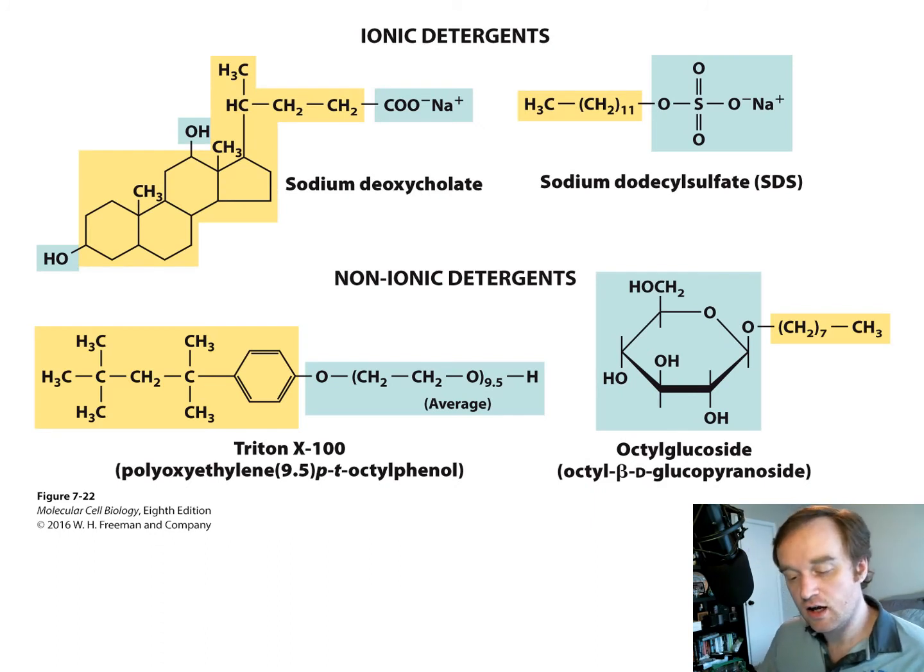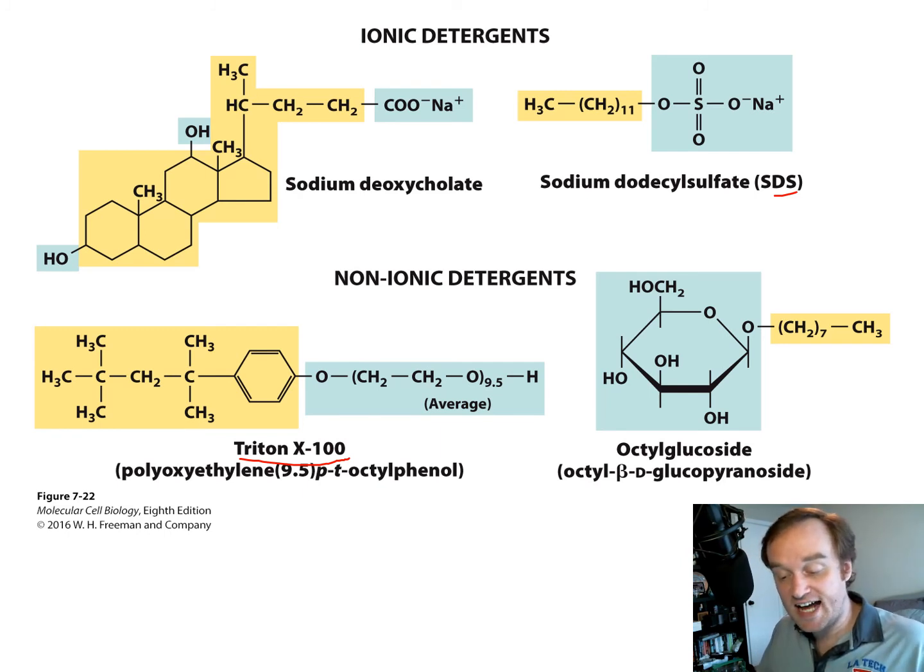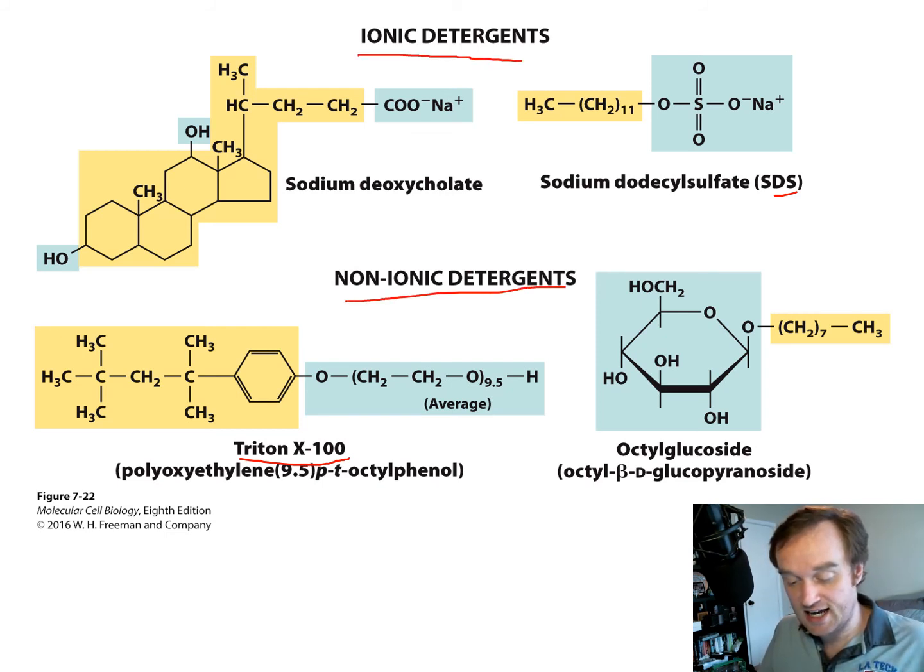So detergents are amphipathic molecules that disrupt membranes by intercalating, which means kind of penetrating phospholipid bilayers. So sodium deoxycholate is actually a natural salt that is found in bile, but the other examples of these, such as SDS and Triton X, which are commonly used in labs, and octyl glucoside, are not naturally occurring. And so we have two different types. We have ionic detergents and then non-ionic detergents.